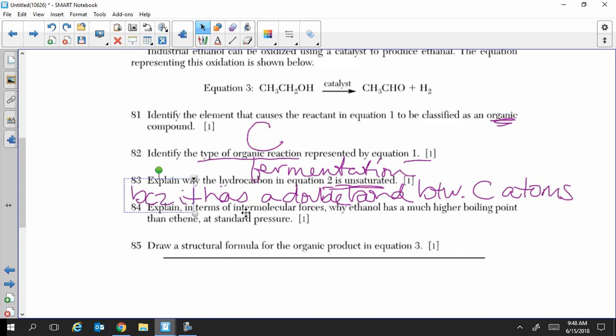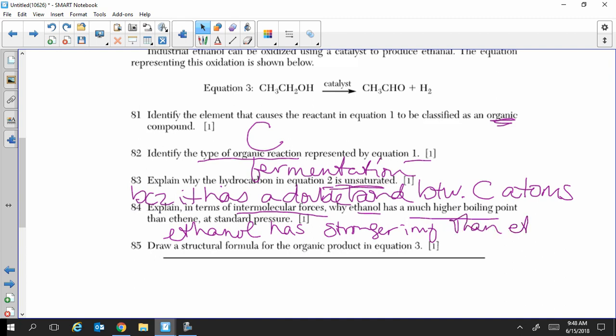All right, explain in terms of intermolecular forces why ethanol has a higher boiling point. So I always want to write about strong or weak. So ethanol has stronger IMFs, of course I'd write that out if it was the test, than ethene. So I've got to compare the two, and whichever one has a higher boiling point has stronger IMFs.